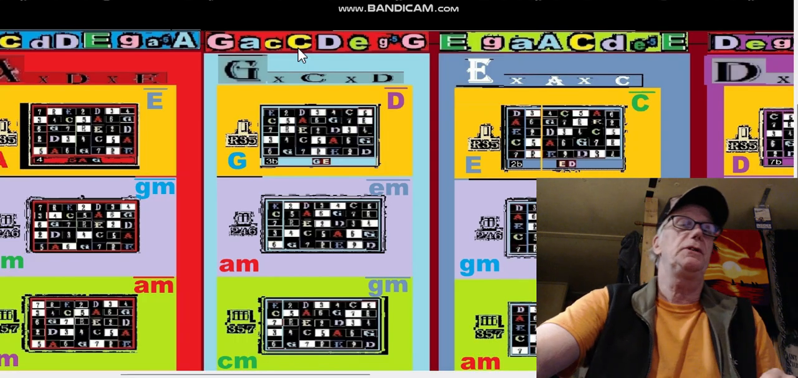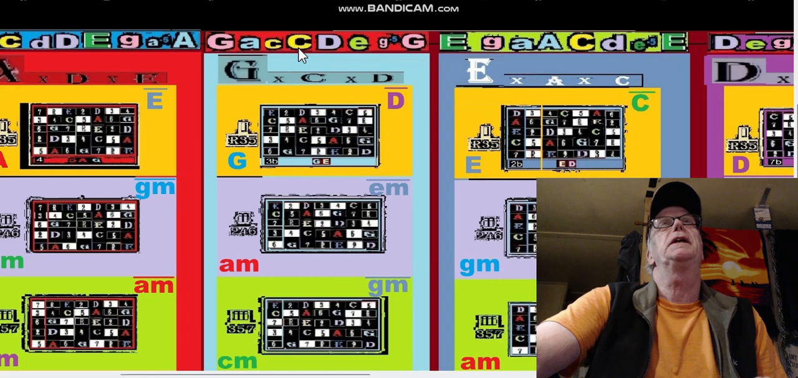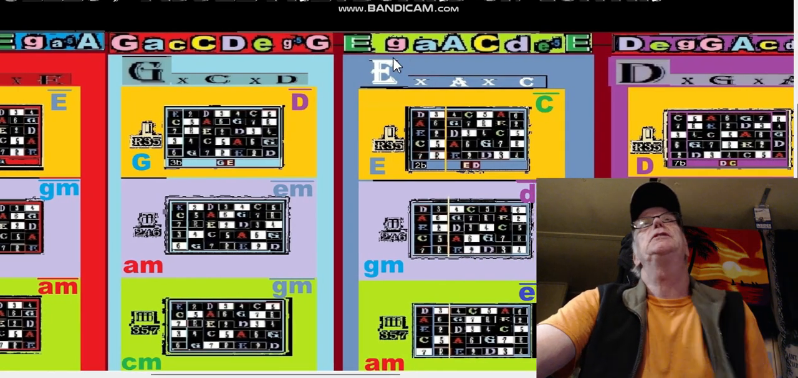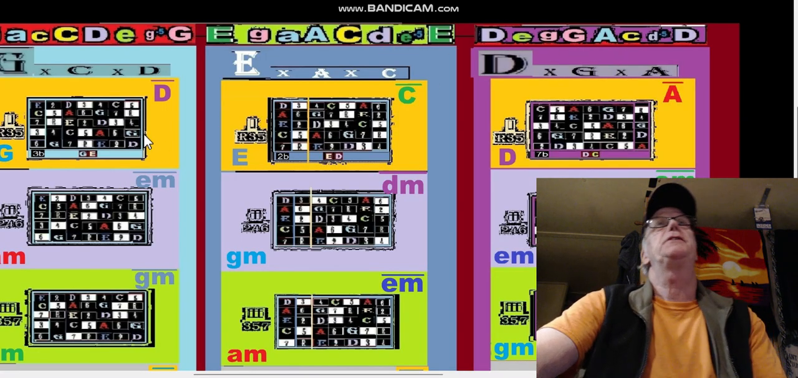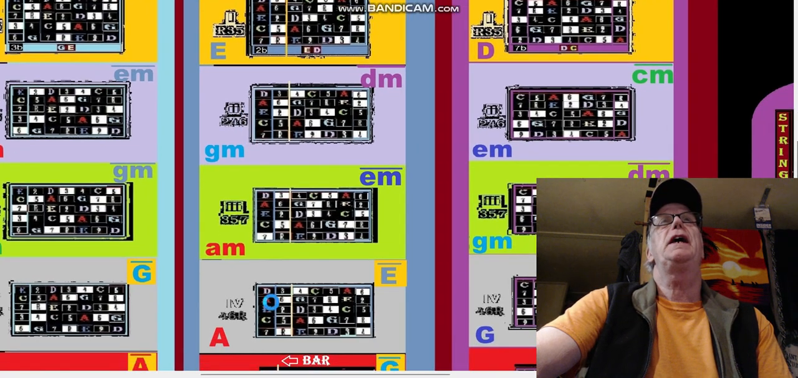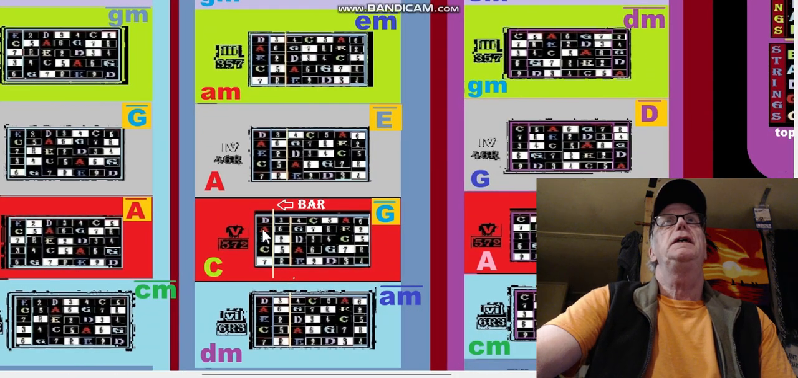Now the C minor shape's a little difficult on the guitar sometimes, so you might want to do a C minor 7th. It's a lot easier. We don't want to get into that right now. So E, G, A, C, D, G, E, G. It goes up a pentatonic scale as it goes down in the shapes.